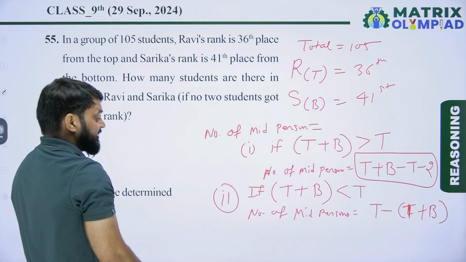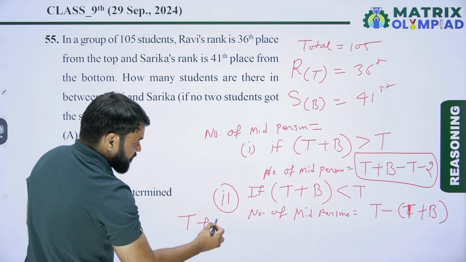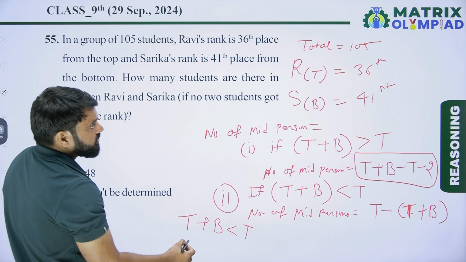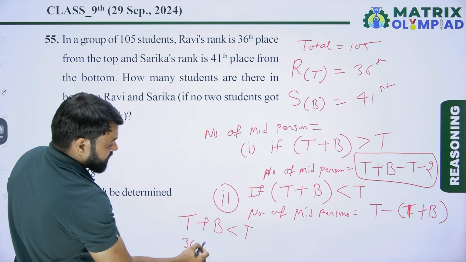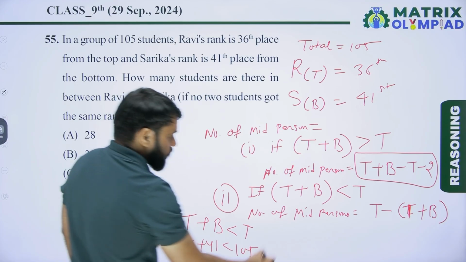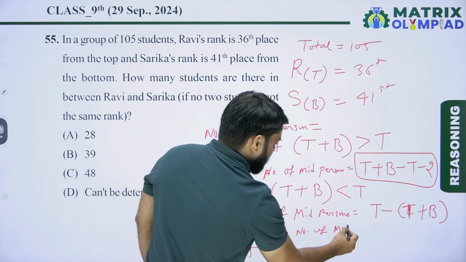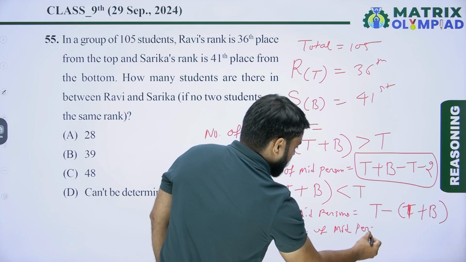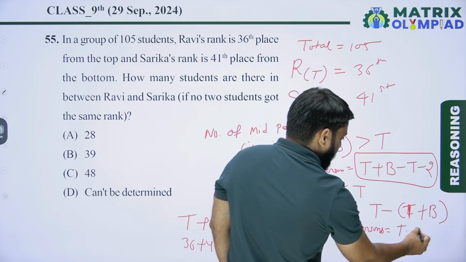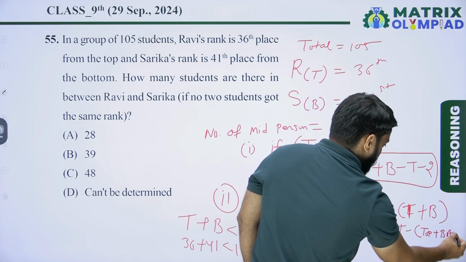So according to the discussion, top position plus bottom position of the other person is less than total, because 36 plus 41 is less than 105. So the number of mid persons is equal to total minus top position plus bottom position.